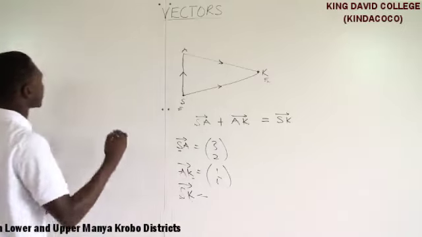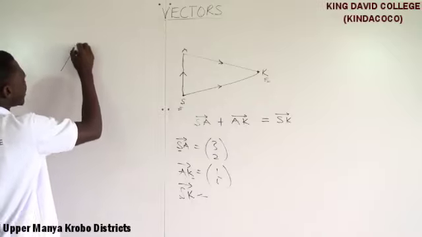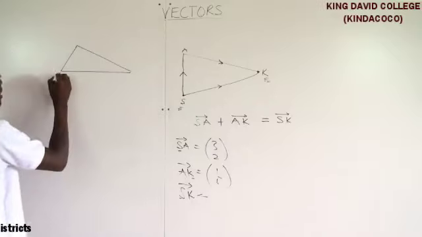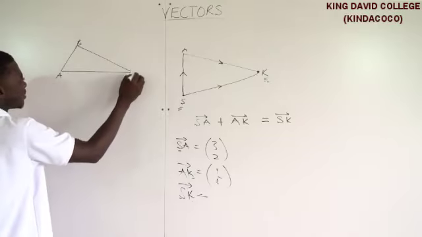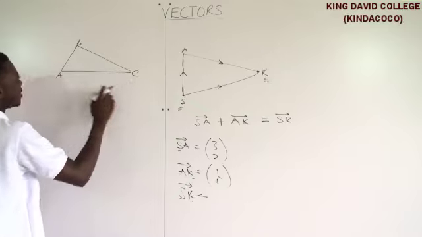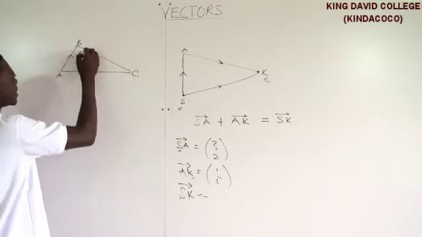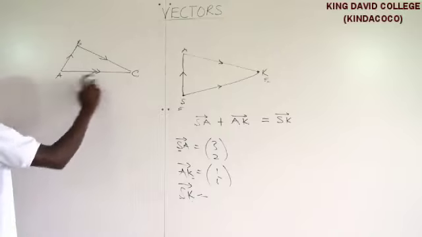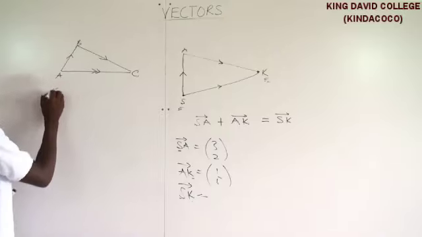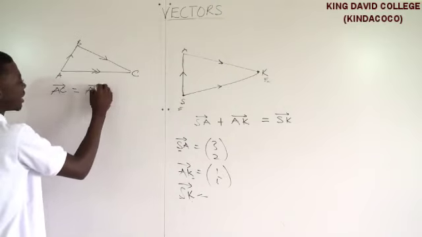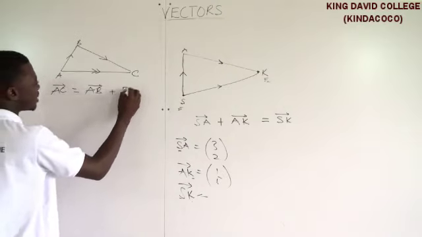Or for instance, I have a different movement like this: A, B, and then C. I move from A to B, B to C, and then someone moves from A to C. Then we say the movement from A to C is the same as moving from A to B, and then moving from B to C.